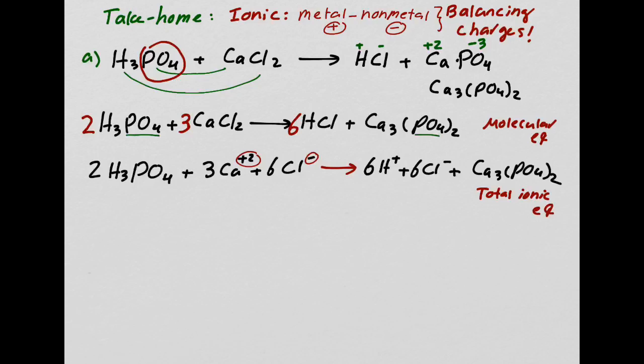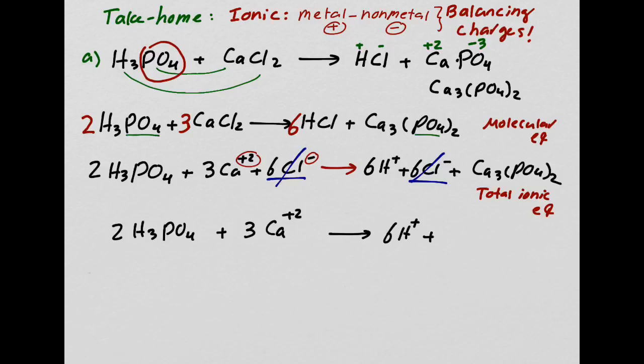Now, we're going to cross out the spectator ions. They look exactly the same on both sides. What are the spectator ions? Cl. They look exactly the same on both sides, and that's pretty much it. Okay, I'm going to write the equation. It would be 2 phosphoric acid, plus 3 calcium goes to 6 H plus calcium phosphate. Now, don't forget the charges are all good.